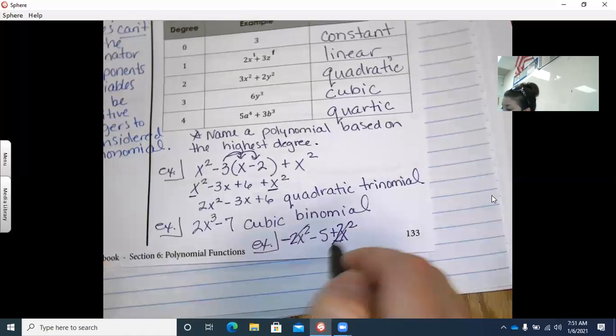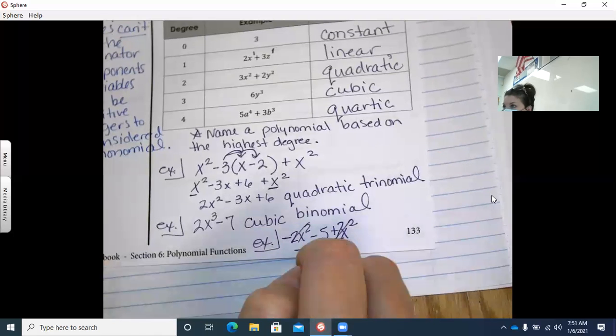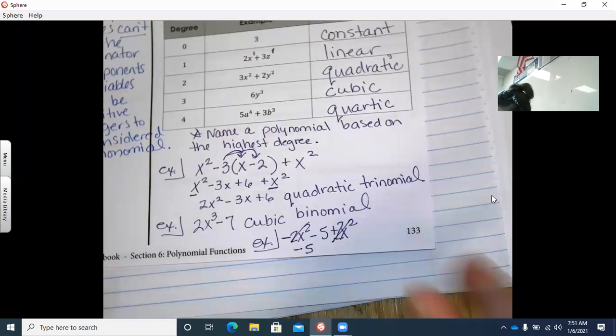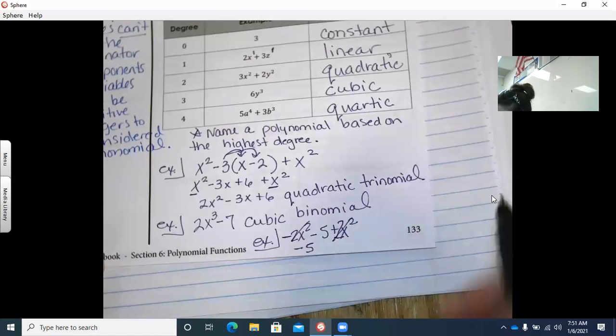Negative 5. How many degrees does negative 5 have? None. And how many terms is it? It's a constant monomial. No degrees because there's no variable and it's only one term, so that's monomial. So constant monomial.